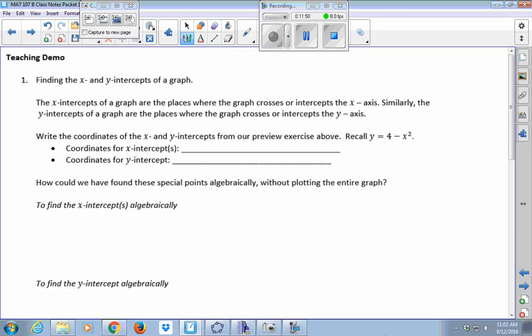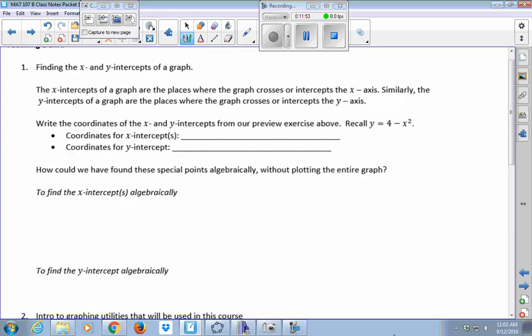And before we get to using our graphing calculators, let's review what the intercepts of a graph mean. And Sam, do you want to start us off with finding the x and y intercepts of a graph? The term intercept, x-intercept or y-intercept.